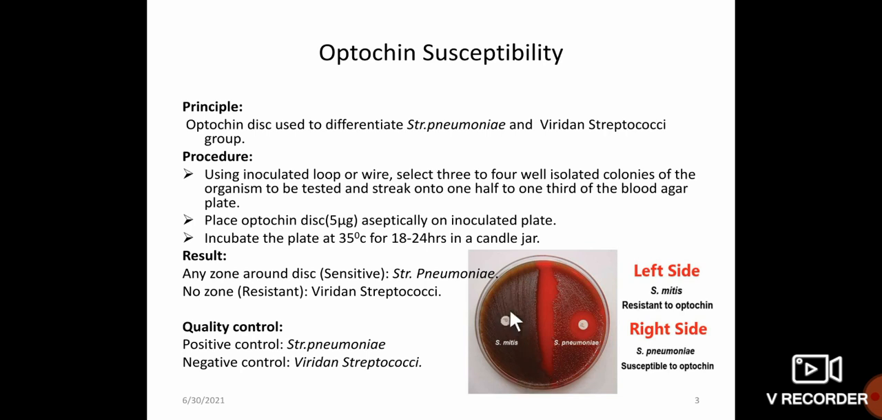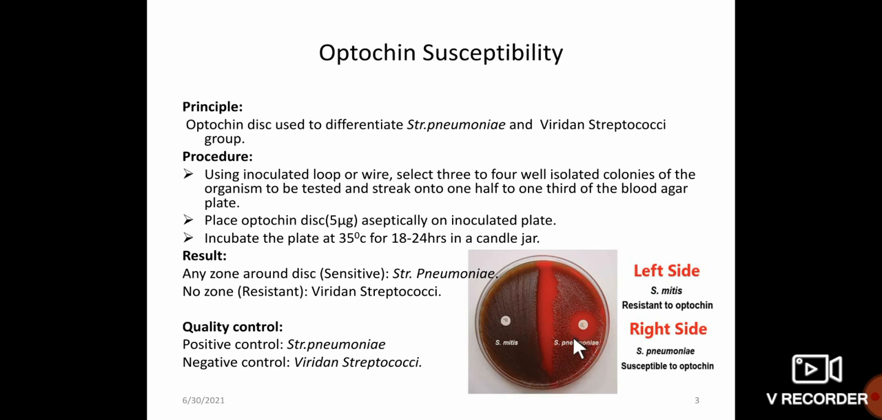Here in this plate you can see half of the plate with the positive control and the other half with the negative control already inoculated, and then we put an optochin disc over that. We incubate at about 35 degrees Celsius for about 18 to 24 hours in a candle jar, or we can incubate it in a carbon dioxide incubator, as it is a fastidious bacterium. Later we can look for the zone size.